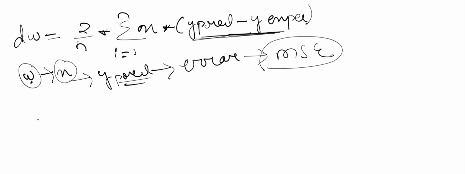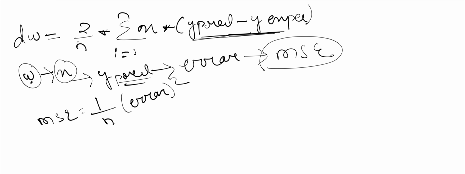The mean square error formula is 1 by n into error square. N is the length of the data set because, for mean square error, we are averaging here, so we need to divide by n. So this is the formula for mean square error. Simple mathematics here. Our goal is to reduce this thing. How do we do it?